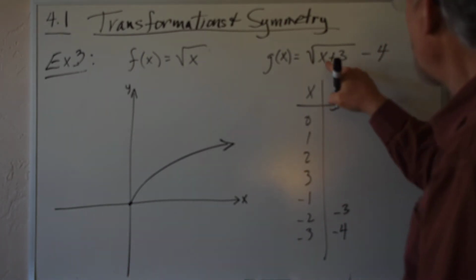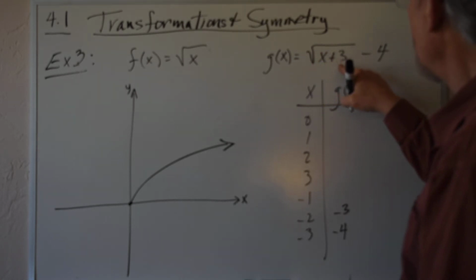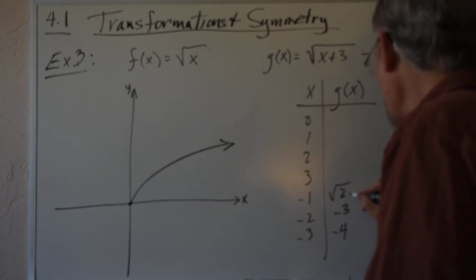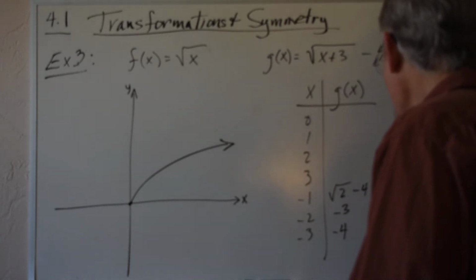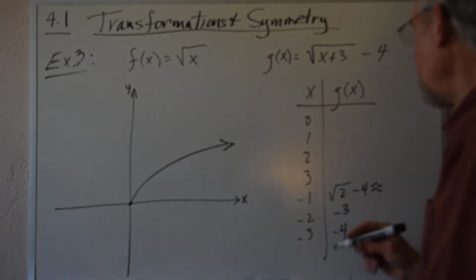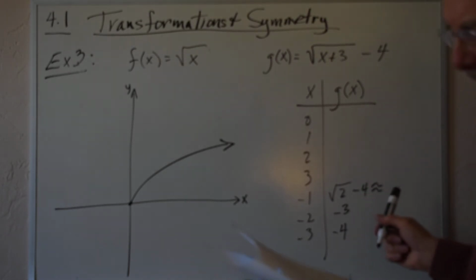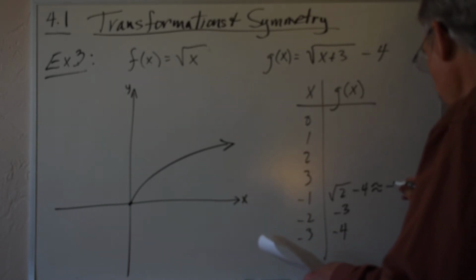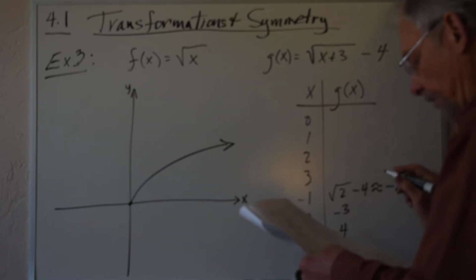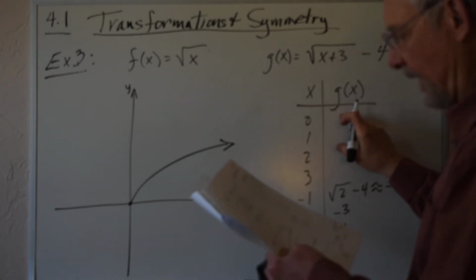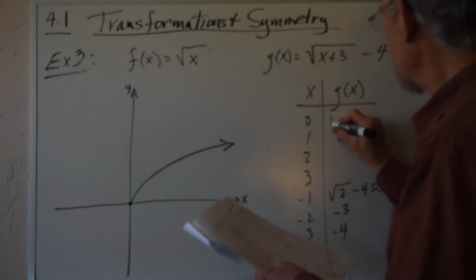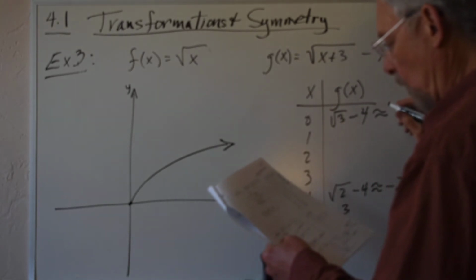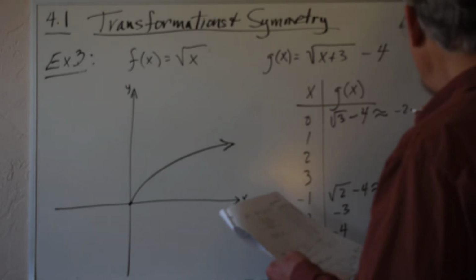If I put -1 in there, I get square root of 2 minus 4, and this approximately equals, I put the squiggly equal signs there, approximately -2.6. At 0, I would get square root of 3 minus 4, which approximately equals -2.3.